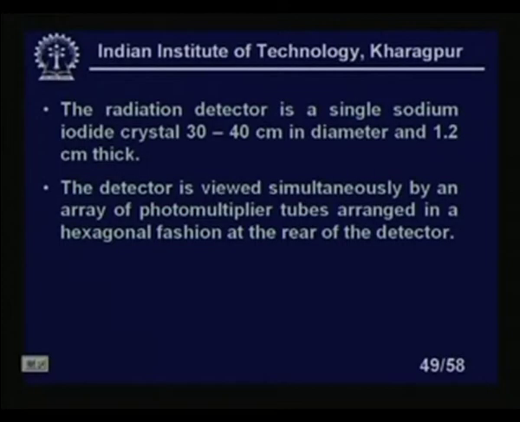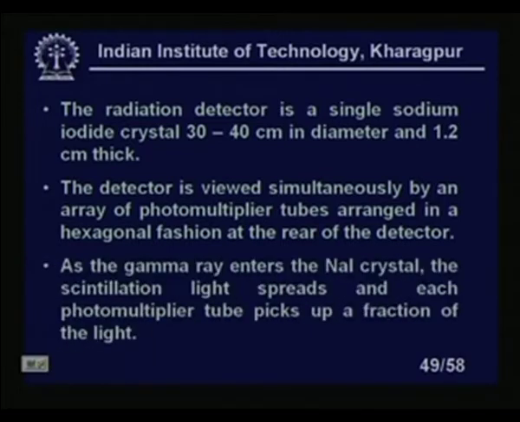Detector is viewed simultaneously by an array of photomultiplier tubes arranged in a hexagonal fashion at the rear of the detector. As the gamma ray enters the sodium iodide crystals, the scintillation light spreads and each photomultiplier tube picks up a fraction of this light, right? Clear? So, where the gamma ray enters?